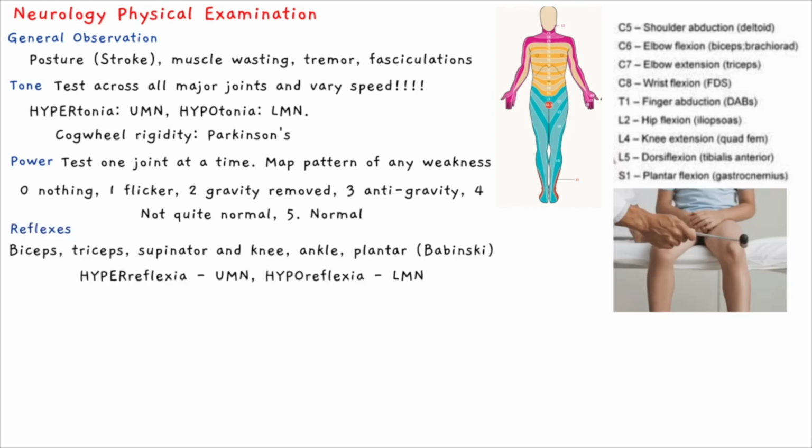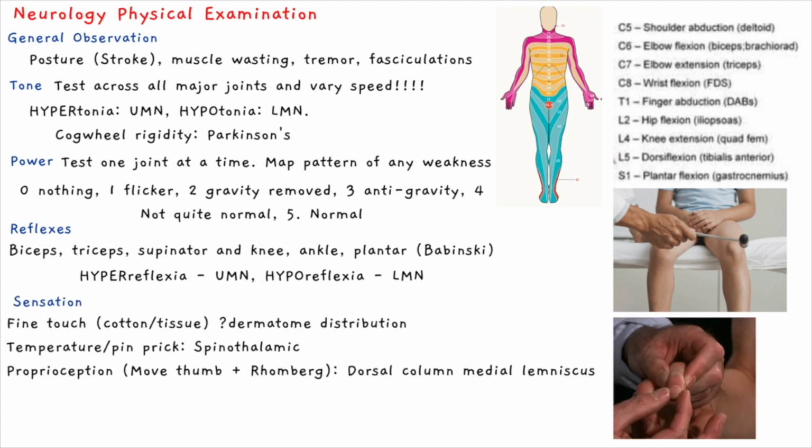Reflexes are also important, maybe the most important thing in determining whether it's hyperreflexic or hyporeflexic, because hyperreflexic is upper motor neuron, hyporeflexic is lower motor neuron. And unlike tone, which can be quite difficult to make that judgment call on based on your experience, reflexes are often easier to judge. The main reflexes you want to test are the biceps reflex, the triceps reflex, the supinator reflex in the upper limb, and in the lower limb, assess the knee, the ankle, and the plantar reflex. The plantar reflex is also known as the Babinski reflex.